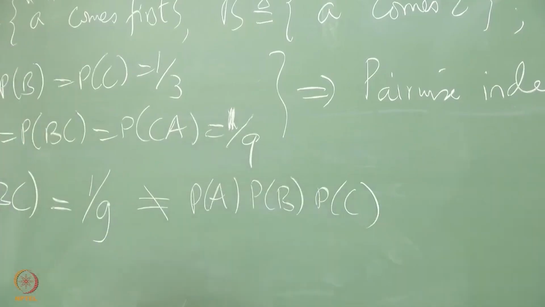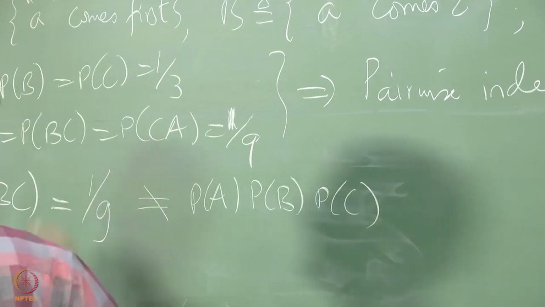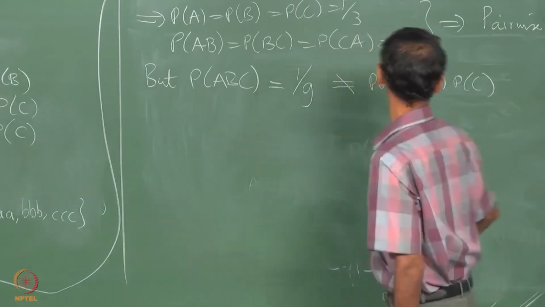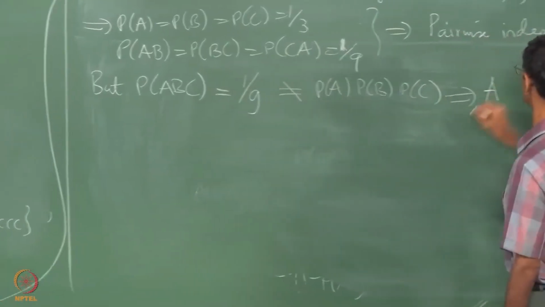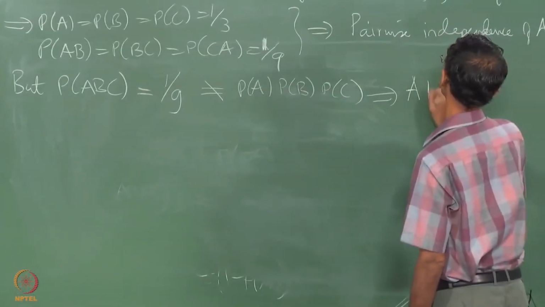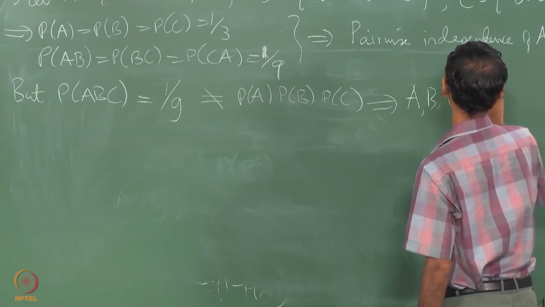Likewise, you can come up with many examples, some of which we will put on the homework also. The first problem set will contain things of this kind. But for the sake of the example, these events are not independent.